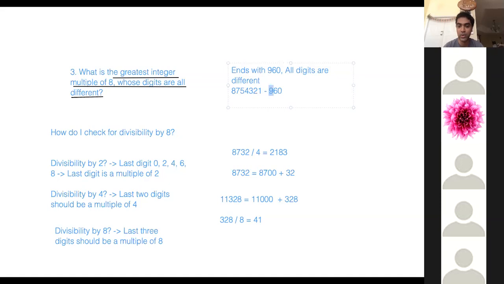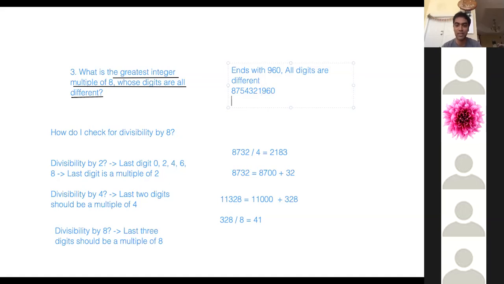So right now I said we'll end with 960, right? But how can I make this larger? If I change this 960 to something else, I might be able to make an even bigger number. What should I change this 960 to? So ideally, I want to use the bigger digits, like a 9 at the beginning, right? That'll make an even bigger number, right? So what digits do I want to use at the end? Smaller digits. Okay, good, smaller digits.